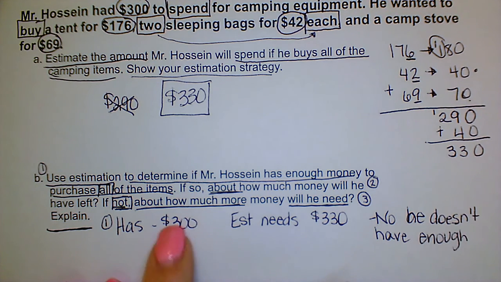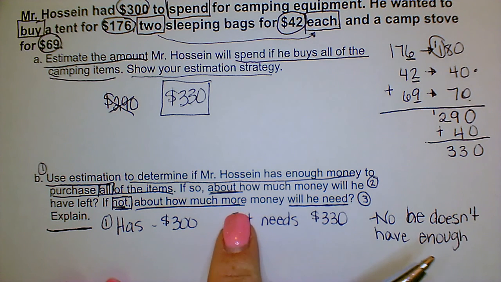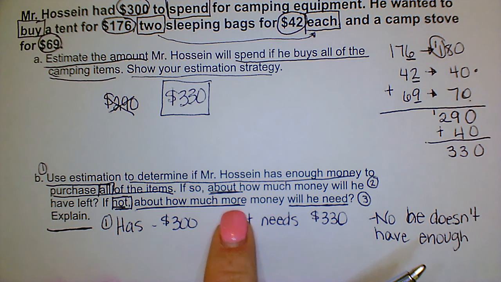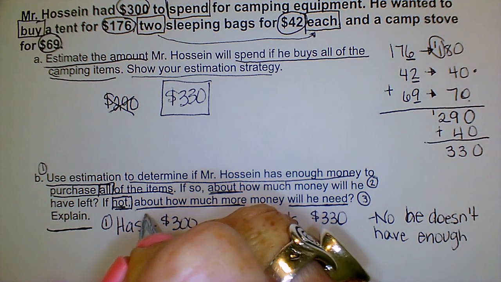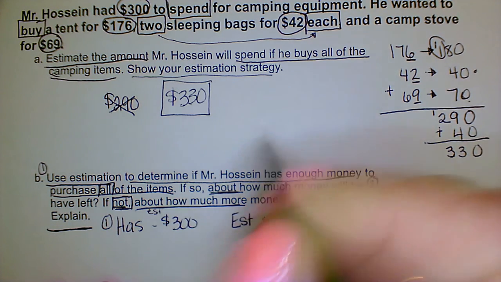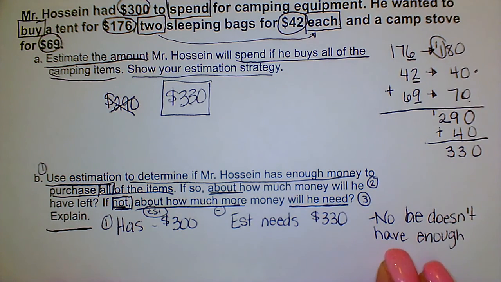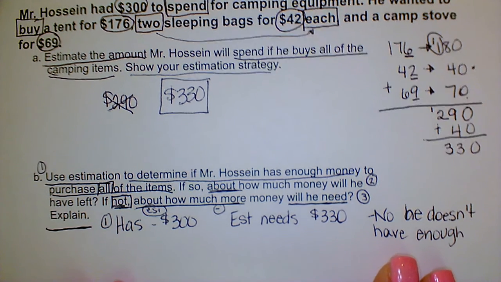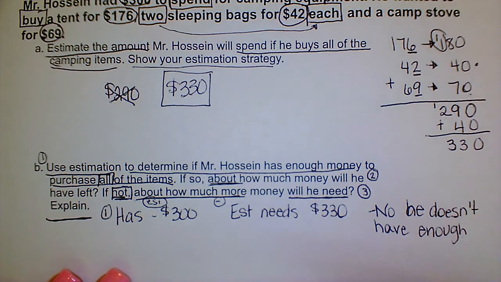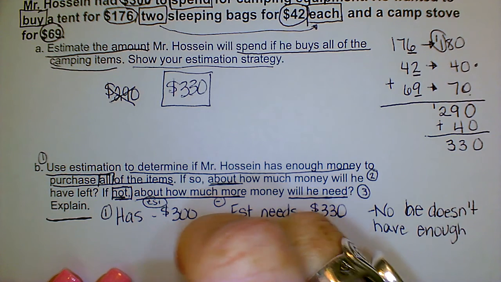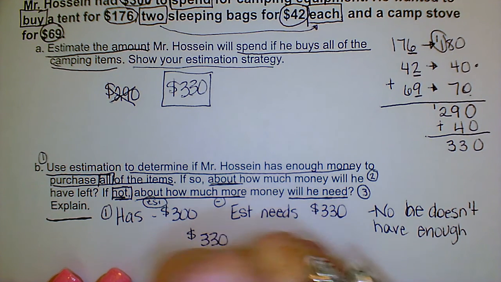When we see the words about how much more, what operation is it telling us to do? Round and how much more? Nope. Subtract. So about tells us to estimate. How much more tells us to subtract, right? What are we going to subtract? Very good. We're going to take 300 away from 330.